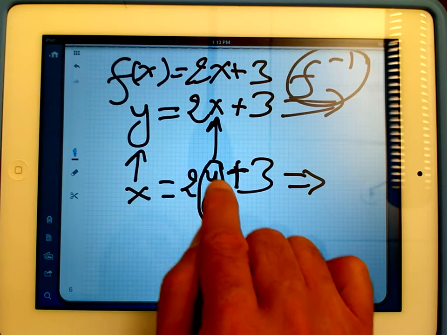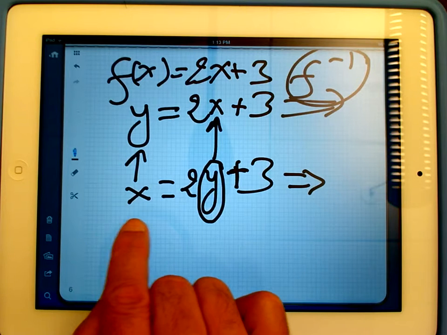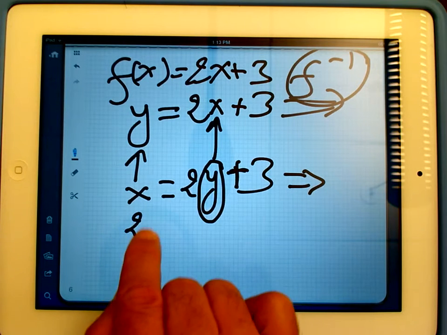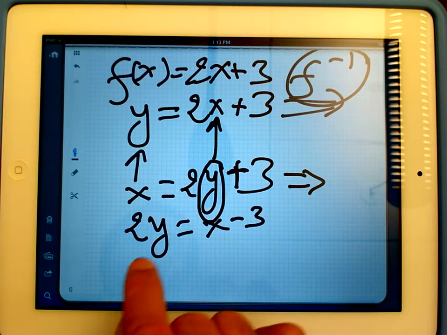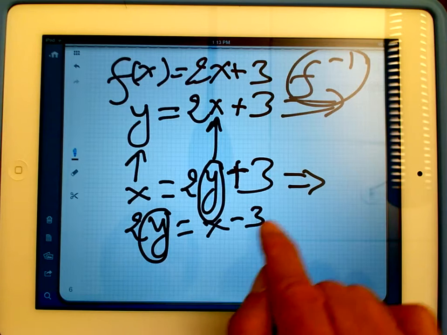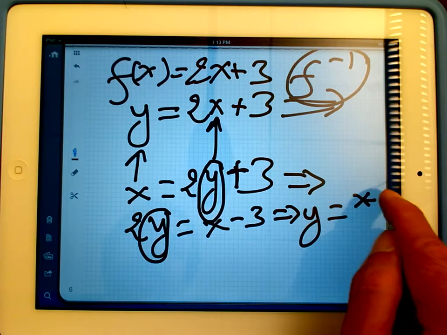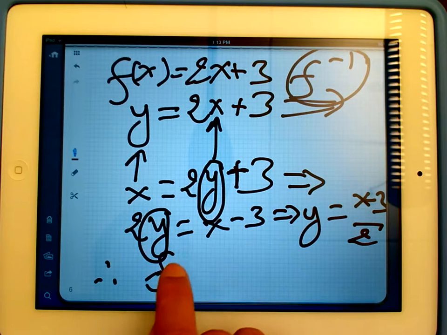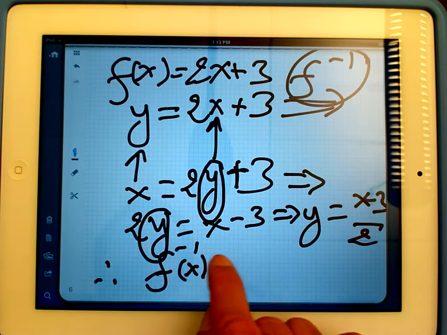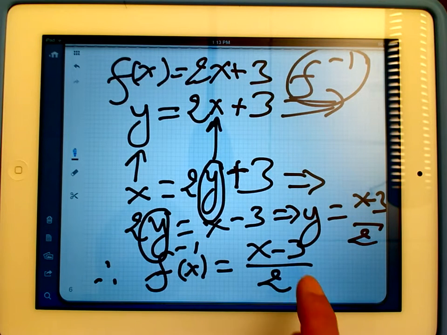So since I want to isolate the 2y, I need somehow to get rid of this 3, so I subtract 3 from both sides. I end up with 2y being equal to x minus 3. Of course, I would like to have only the y, so I can divide both sides by 2, so I end up with y equals x minus 3 divided by 2. Therefore, our inverse function, in this instance, is x minus 3 over 2.